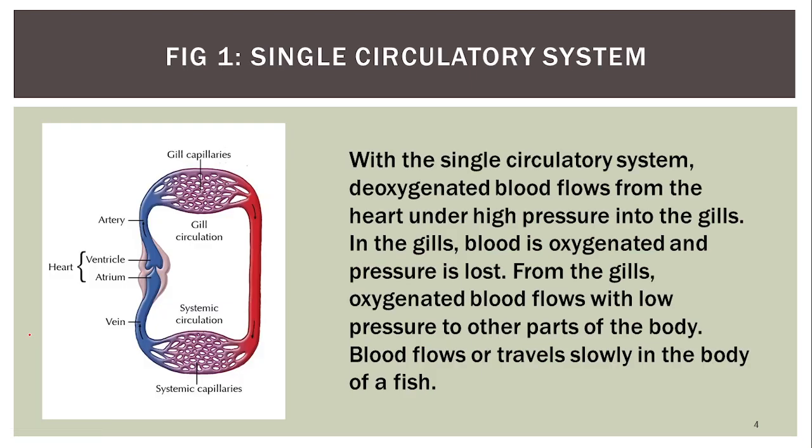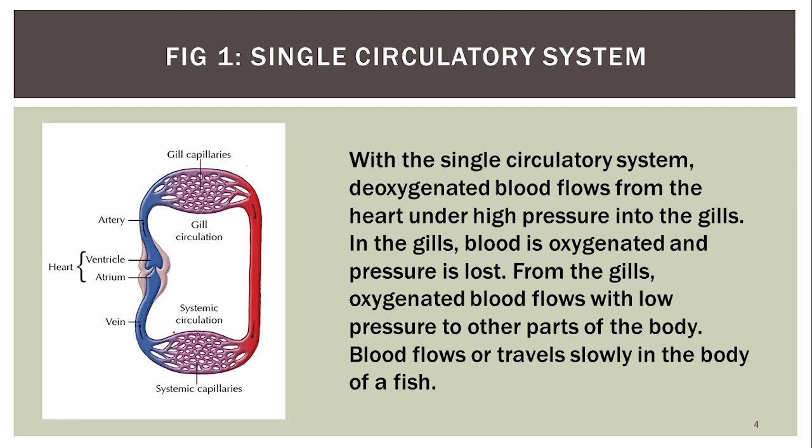Figure 1, single circulatory system. With the single circulatory system, deoxygenated blood flows from the heart under high pressure into the gills. In the gills, blood is oxygenated and pressure is lost. From the gills, oxygenated blood flows with low pressure to other parts of the body. Blood travels slowly in a fish.